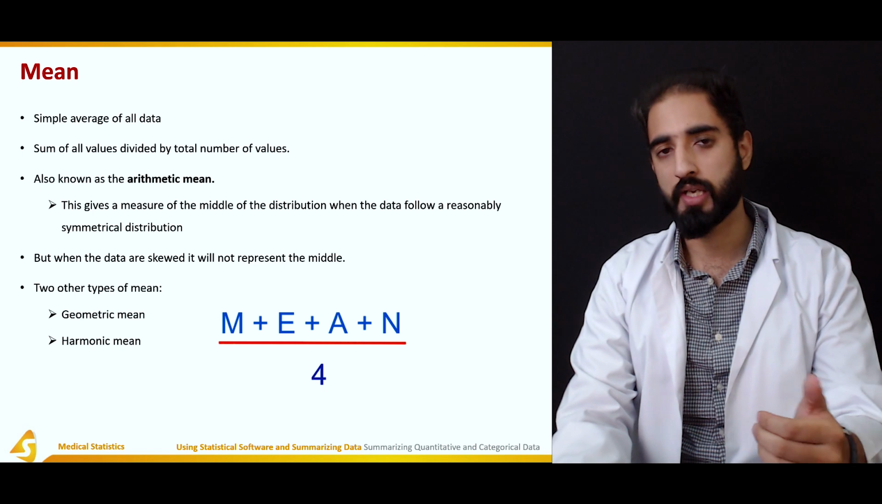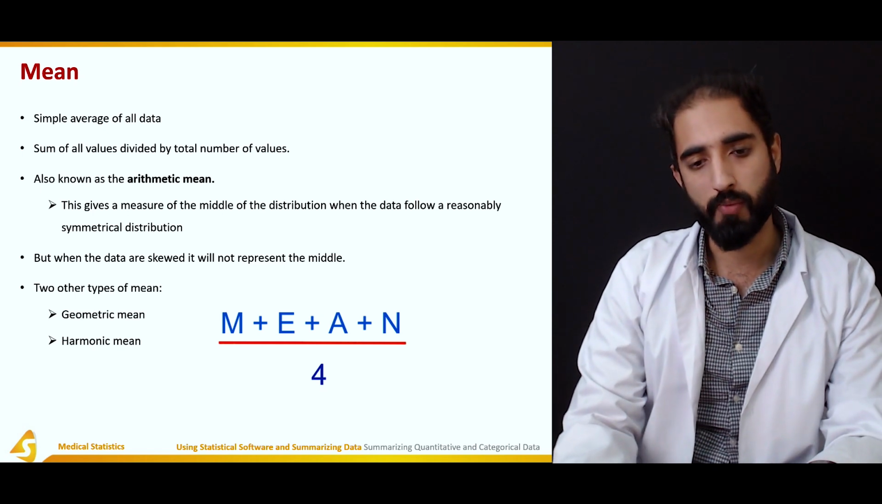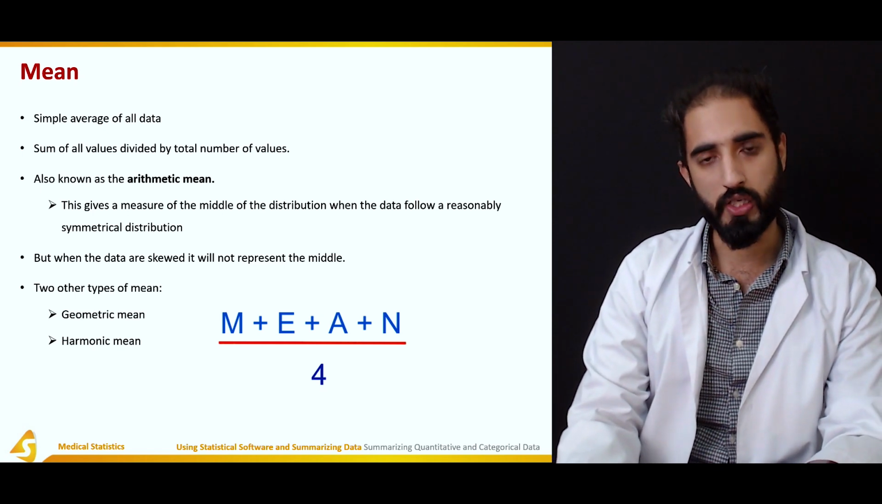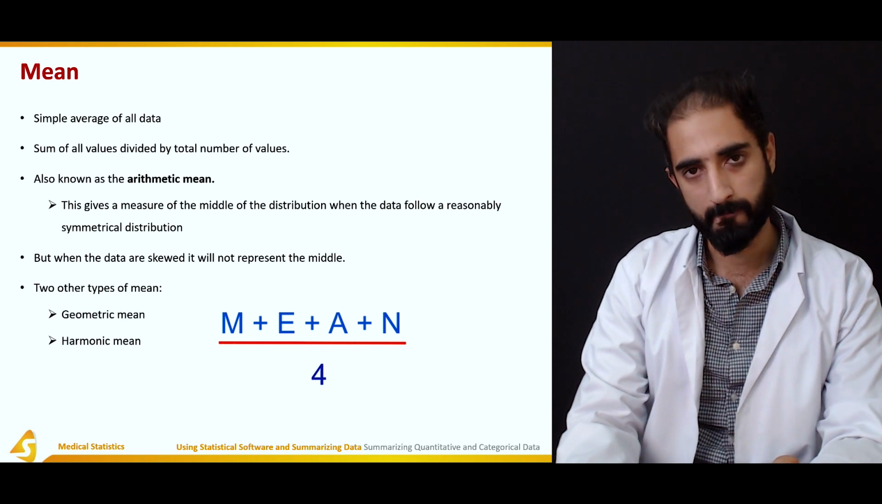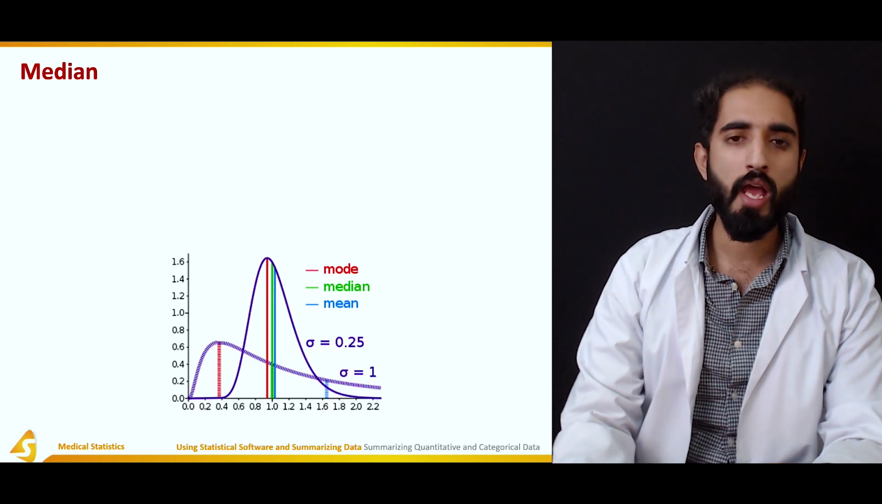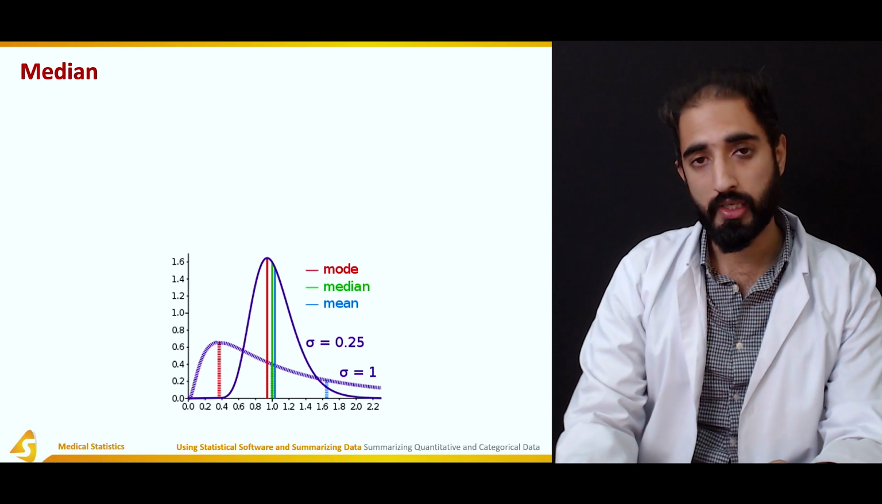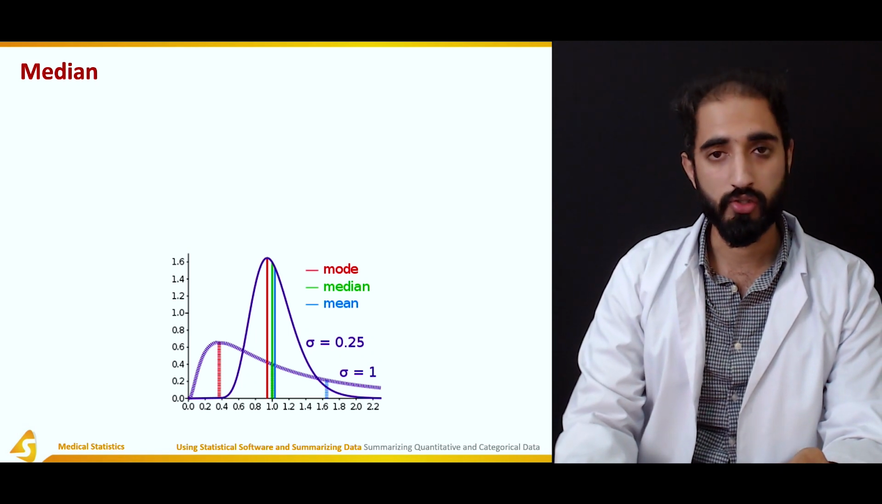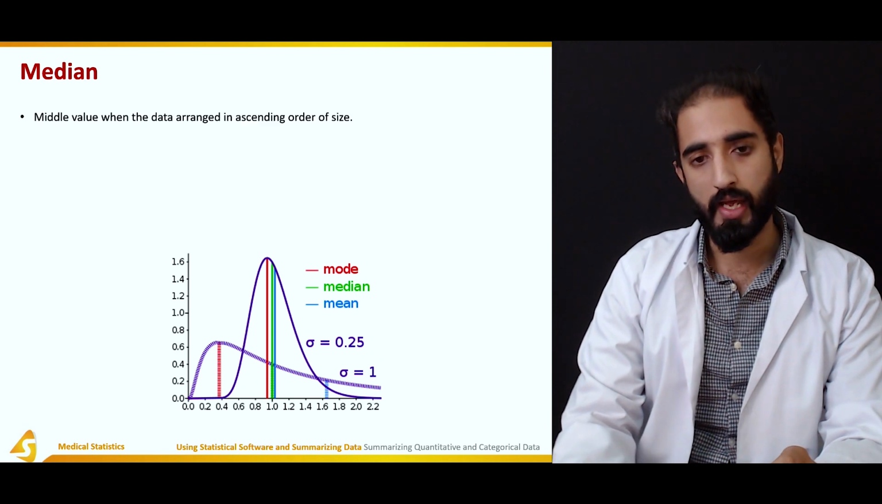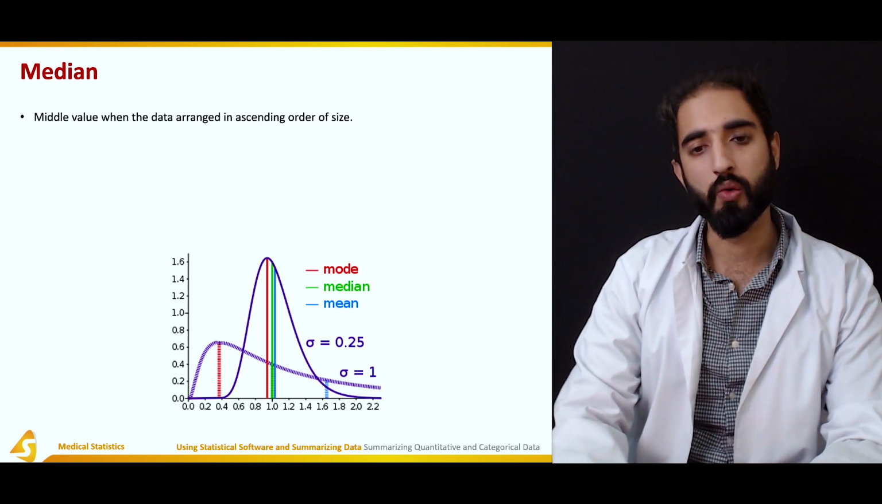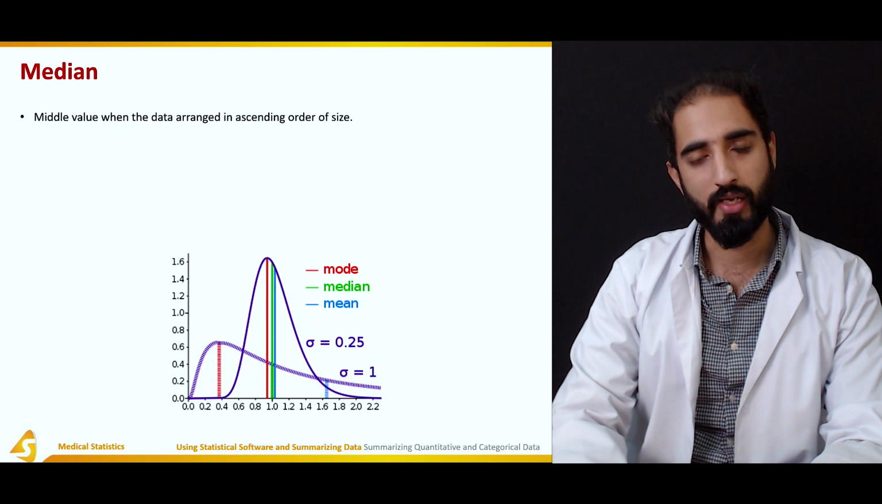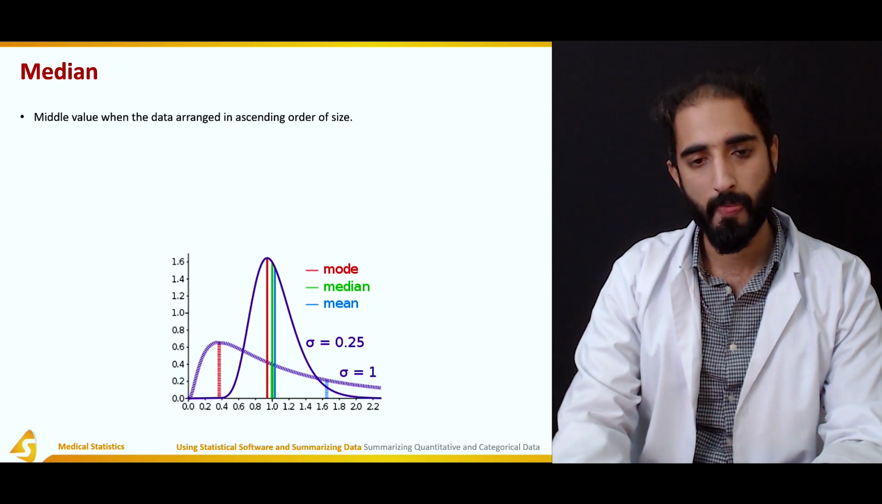And in those cases, we can use the geometric mean and harmonic mean, which actually transform the data and then present you with the mean. On the other hand, we also have the median, which is usually presented in different types of research articles in which you would see that there is abnormal distribution of data. And it is actually the middle value when the data is arranged in ascending order of size.